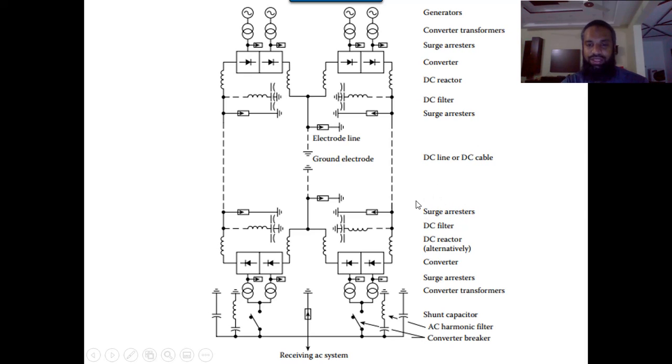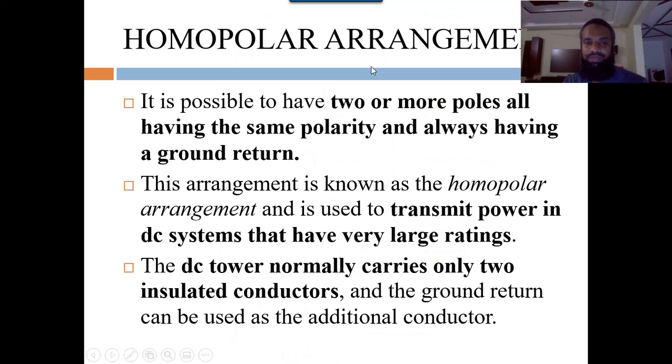In the receiving end, initially we have the surge arrestor, then the DC filter, then the DC reactor, then the converter, surge arrestor, converter transformer, and then shunt capacitors or AC or series capacitors that are used to remove the harmonics in the current and the voltage. So this is a complete block diagram of a bipolar arrangement of an HVDC transmission line.